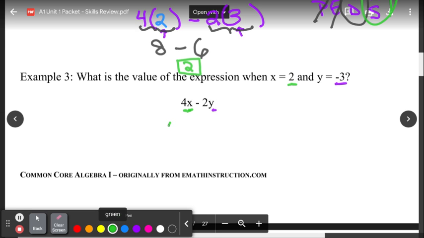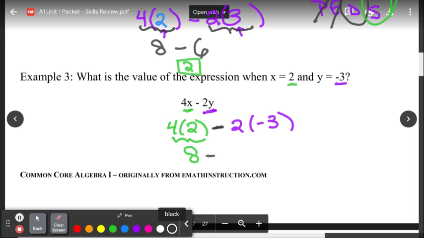So I'm going to do 4 times x, so 4 times 2 minus 2 times y, 2 times negative 3. So just like the previous problem, the parentheses really just mean multiply. So I'm going to multiply my two numbers. 4 times 2 is 8. Now this is where some people get confused. You can think of this 2 different ways, and they're both correct. So what I'm going to do is bring down my minus sign, and then I'm going to do 2 times negative 3, and that is a negative 6.